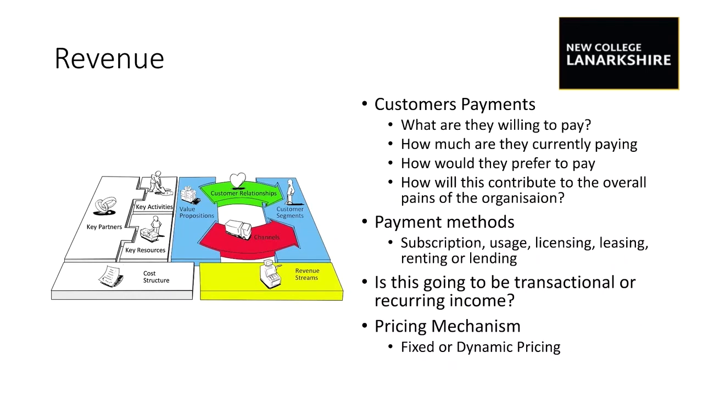Is it going to be online? Is it going to be through a license? Is it going to be through a subscription? Is it through usage? Is it through renting or lending? We need to understand how our customers are going to pay for the product and service that we've got. Is it something that's going to be a one-off payment? Is it something that's going to be recurring? So is it an annual fee? Is it an annual license? We need to decide how we're going to take our funding model forward.